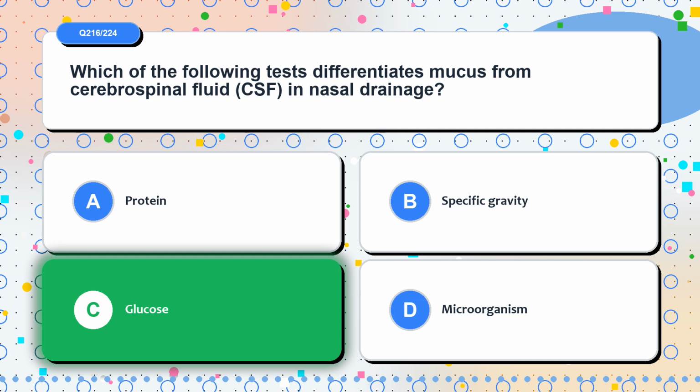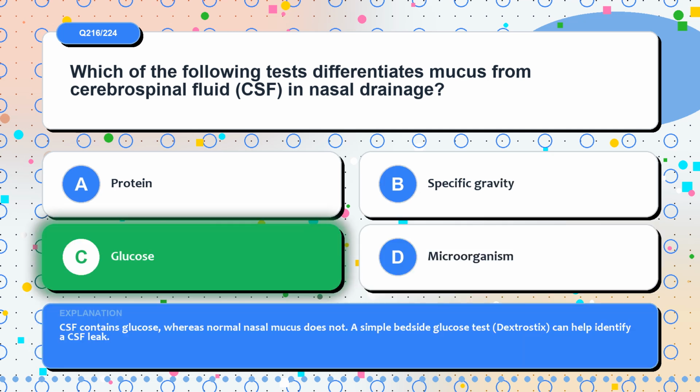The correct answer is option C, glucose. CSF contains glucose, whereas normal nasal mucus does not. A simple bedside glucose test, dextrosticks, can help identify a CSF leak.